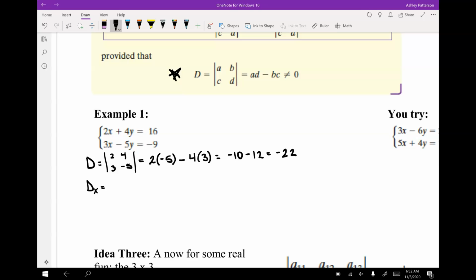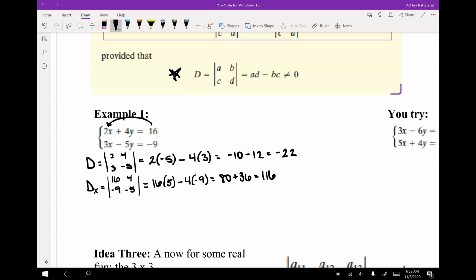And that's when we take these solutions and substitute them in for the coefficients of the x variable. All right, how does the matrix look? It looks like this. 16 and -9 replace 2 and 3. 4 and -5 stay there. Okay, top to bottom, A to D. That means we have 16 times 5 minus 4 times -9. Okay, well, 16 times 5 is 80. -4 times -9 gives us a positive 36, and we end up with 116.